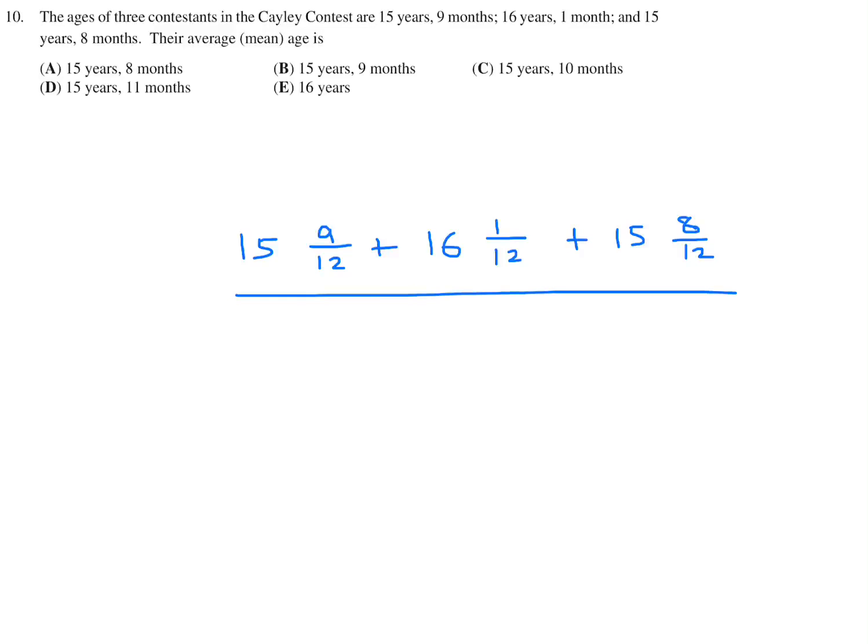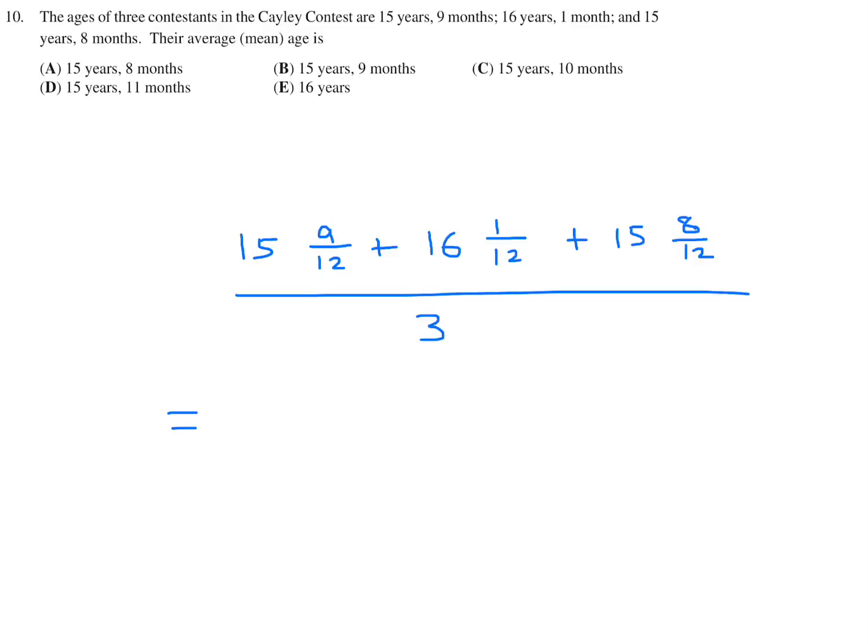The ages of 3 contestants in the Cayley contest are 15 years 9 months, 16 years 1 month, and 15 years 8 months. Their average is... So we have to add 3 numbers, and they represent ages. So that's why I'm putting in the fractional form, because of course we have 12 months, like that. So now we just do the math.